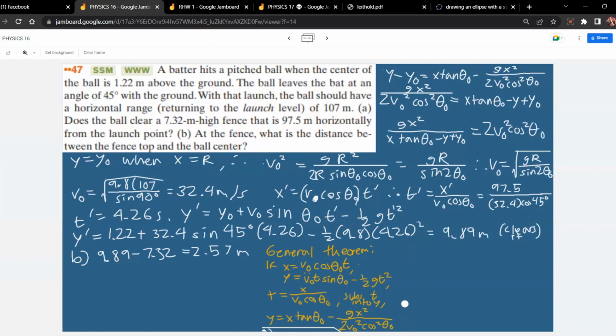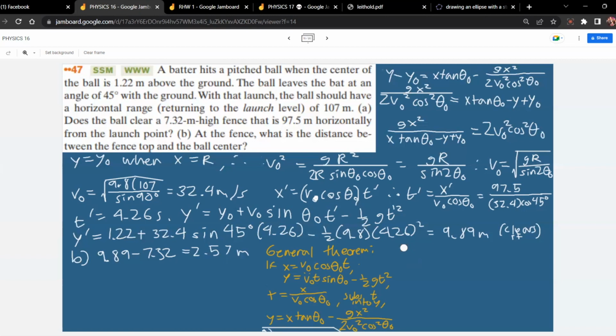Okay, so you're reading your argument. V0 is the square root of GR over sine of 2 theta. From there, plug in the values: 32.4 meters per second. Does the ball clear? Yes. How do we know if it clears it? The fence is 7.32 meters, so plug in 97.5 for X in the Y versus X.